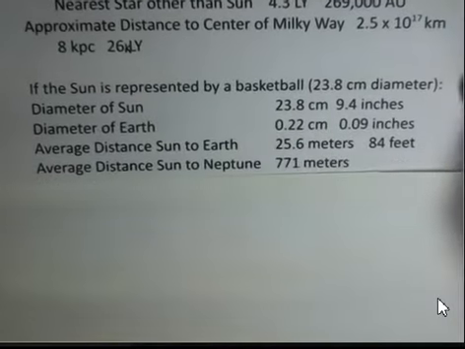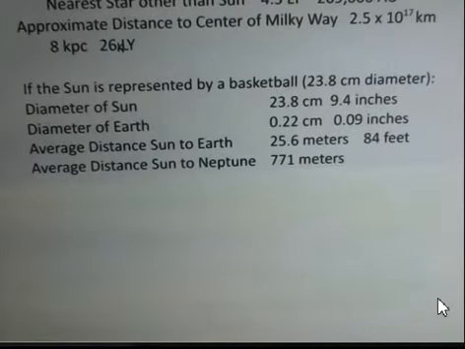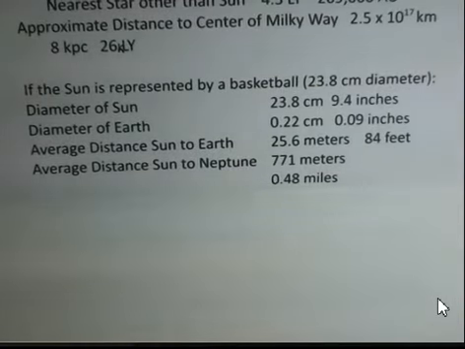A little further out to Neptune. So we have the basketball in place, and now to get to Neptune, we need to go 771 meters away from our basketball, and I have converted that into miles in the English system, a half a mile away. So you put the basketball down, and a half a mile away would be the typical location of Neptune in its orbit. It's not a circular orbit, but it would be representative.